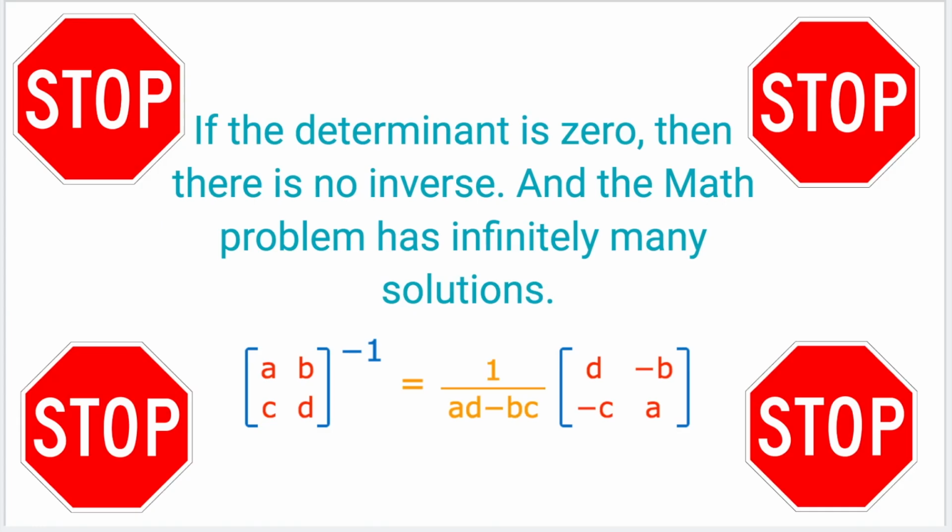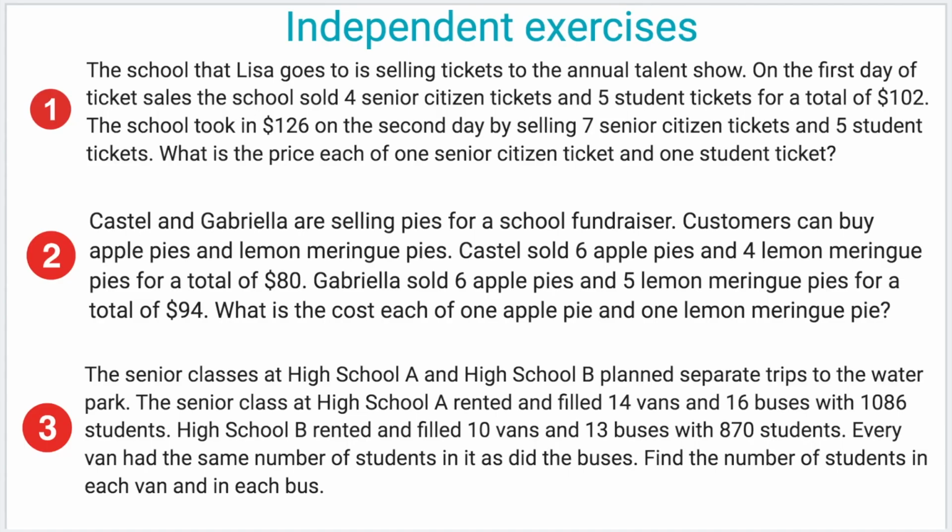In the 3 examples that we just did, all the matrices had a determinant that was not 0. But what if you got a math problem where the determinant was 0? What does that mean? In terms of the matrices, having a determinant that's 0 means the matrix does not have an inverse. But in terms of the context of the math problem, it means that the math problem has infinitely many solutions. Graphically, if you had 2 linear equations, the 2 linear equations would actually just be the same line.